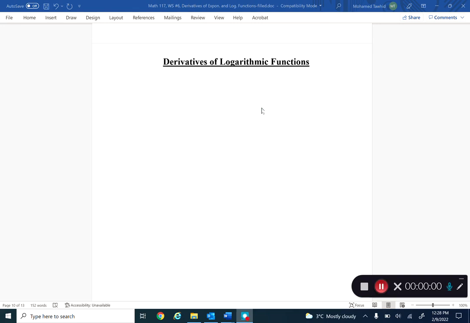Hi everyone. So today we take the derivative of log functions. I gave you the derivative of exponential functions. So what is log here? If you have y equal log base b of x, that is your base, we call it base b, and that is also a positive number.